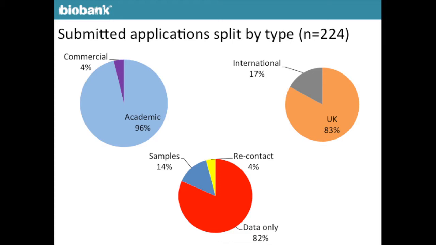And the last pie chart just shows the split. The great majority are for data, a few for samples, and a few for recontact. The main sample one that we've approved is for the UK Believe project, which is a big genetic project on lung function. And one of the reasons that was very helpful is that it actually involved genotyping 50,000 of our participants, so we only had to pay to genotype the remaining 450,000 rather than the entire cohort.